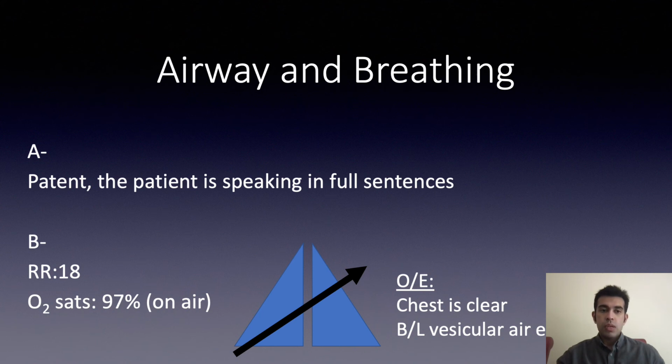Breathing. So in this case, the patient's respiratory rate was 18. You put on the sats probe, it's 97% on air. When you have a listen to his chest, you find that the chest is clear and there's bilateral vesicular air entry on both sides.